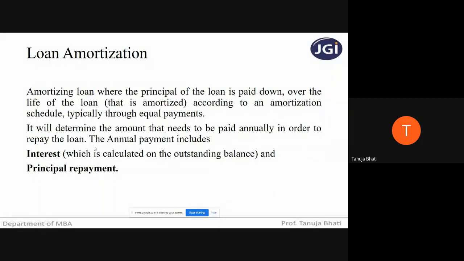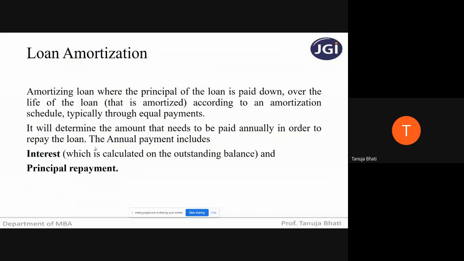So in capital recovery, what was happening? We were seeing what annual income we are going to get every year in order to recover the capital, correct? Now in loan amortization, we have taken the loan today, so that is again present value. So we have to see the amount of installments that we need to pay in order to exhaust our loan, that is, to finish our loan amount.